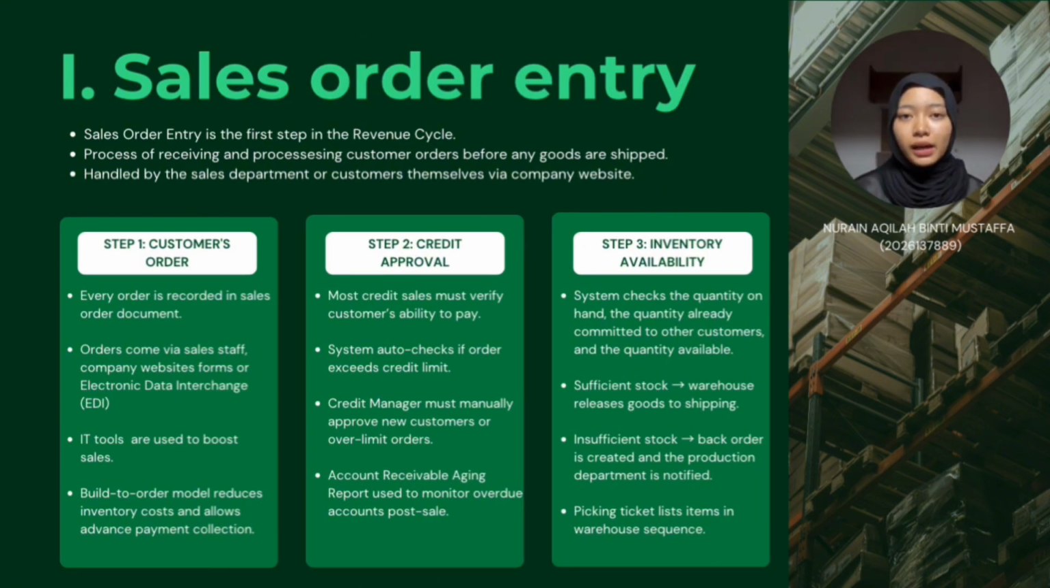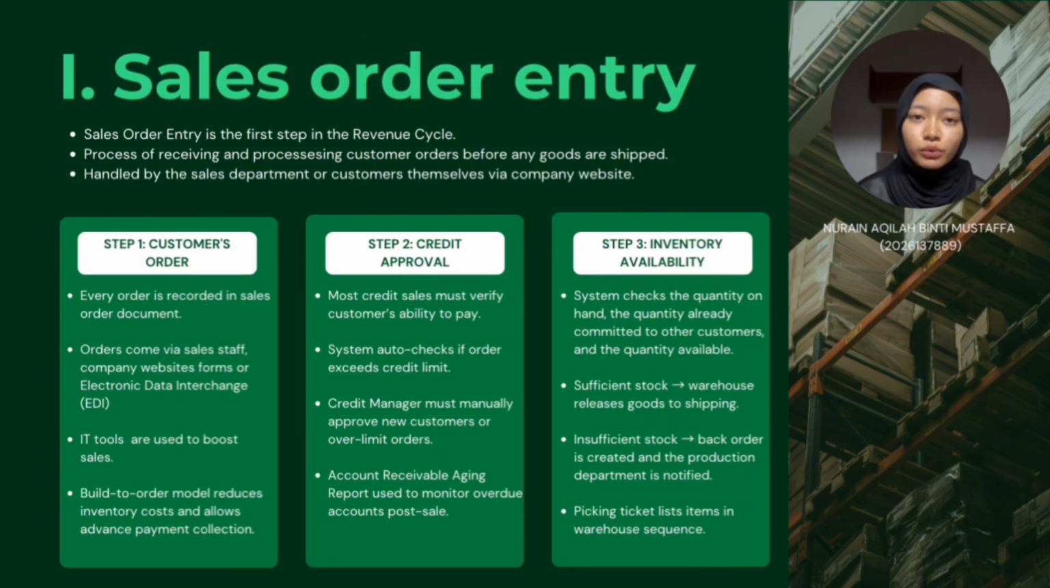The third step answers a simple but critical question. Do we actually have the goods to fulfill this order? Before confirming any order, the system checks the quantity on hand, the quantity already committed to other customers, and the quantity actually available. If there's enough stock, the sales move forward.